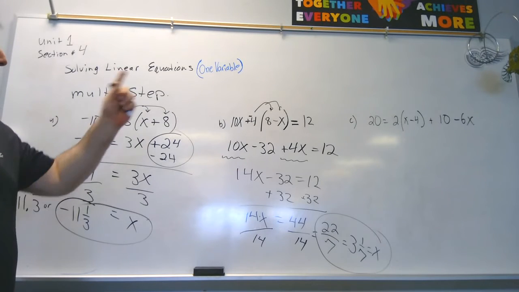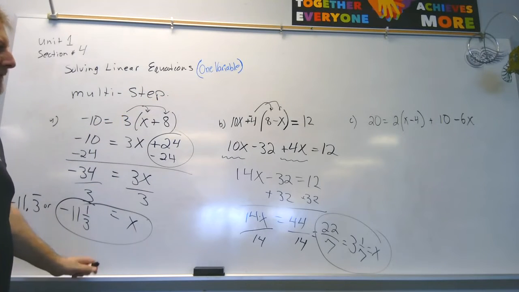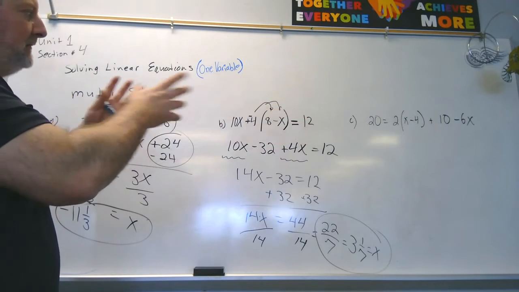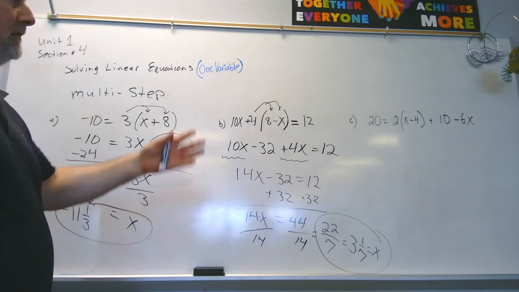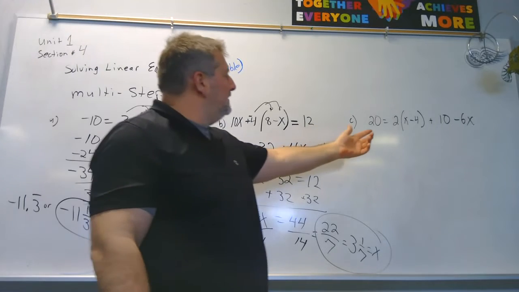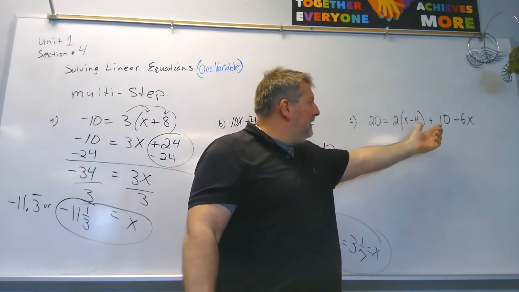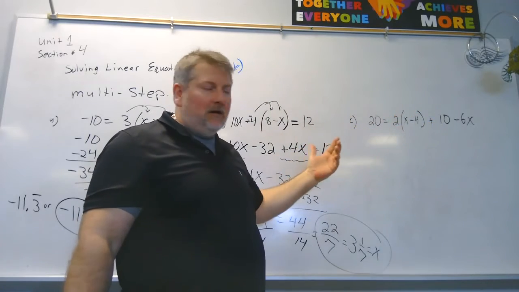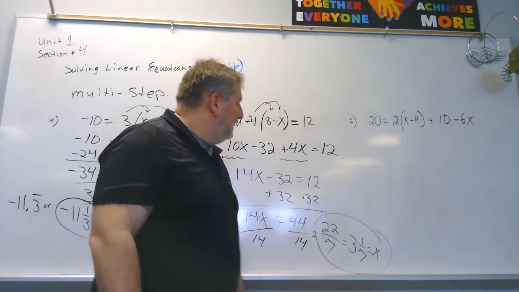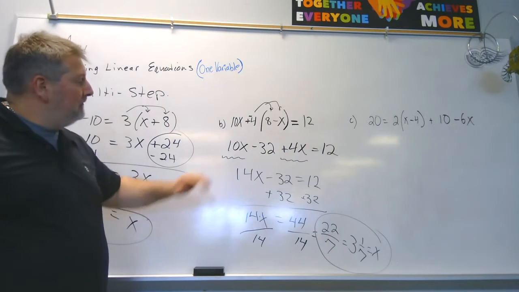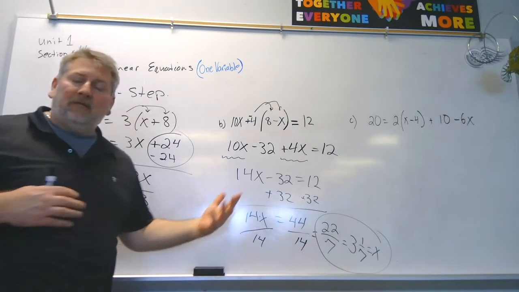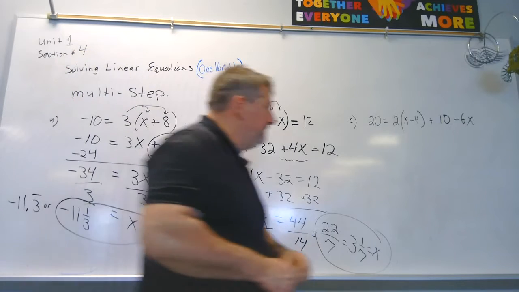And C, the last one we're going to do for multi-step. This time a lot of things are on the right side instead of left side. So notice that we have to distribute a little bit here, and then we're going to add 10 and take away 6x from that and then keep right on going with the equation solving. Again, notice these are multi-step, because there's 1, 2, 3, 4, almost 5 steps involved to get a final answer.